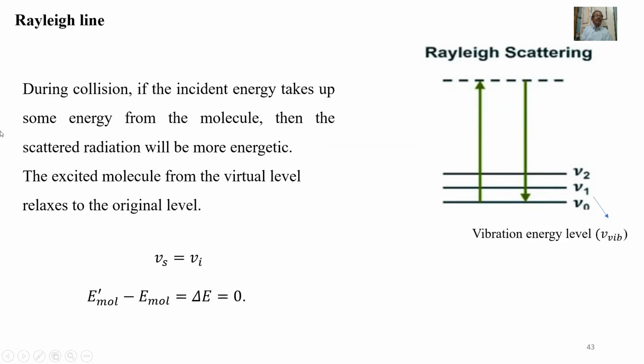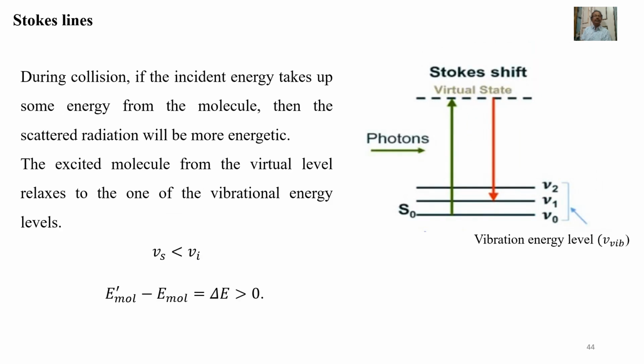First one is Rayleigh line. So in Rayleigh scattering, during the collision, if the incident energy takes up some energy from the molecule, then the scattered radiation will be more energetic. The excited molecule from the virtual level relaxes to the original level. So nu S is equal to nu I, and E' molecule minus E molecule, the change of energy, which is nothing but del E, is equal to 0 in Rayleigh scattering.